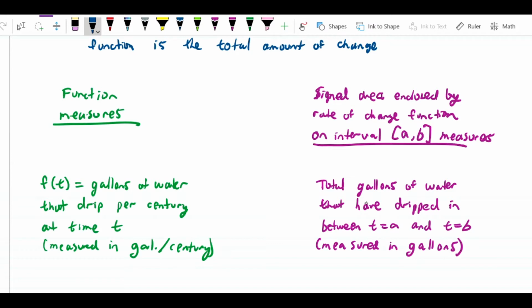If I find the area under that function on the interval AB, what that's going to give me is the total gallons of water that dripped between century A and century B. In other words, if let's say A is 8 and B is 12, the signed area enclosed by the function will tell me how many gallons of water dripped between the 8th century and the 12th century. And note that the function itself is measured in gallons per century, but when I find the area under it, that quantity is going to be measured in just gallons. That's the idea. If I take a rate of change function and find the area under it, what I get is the total amount of something.